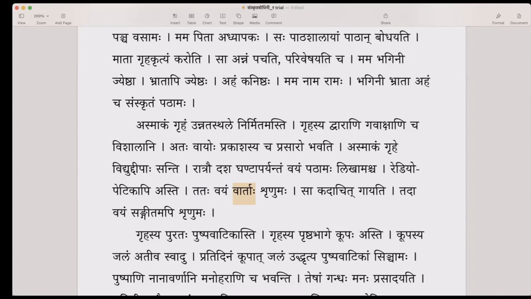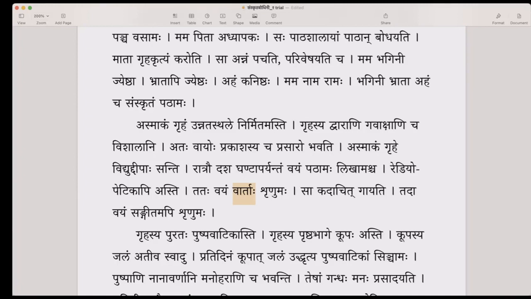Tena is wrong. Tena means with the help of, but you don't listen with the radio. We listen to the news through the radio, or from the radio. Can we say tena upayujya vartam shrunumaha? You have to say tam upayujya petika. Using the petika, we listen to vartaha.